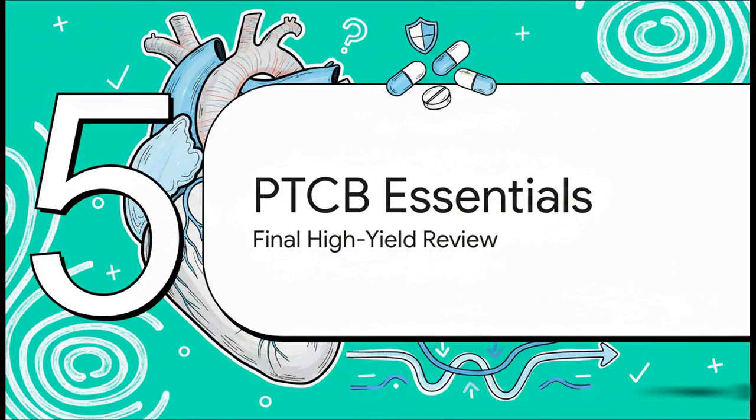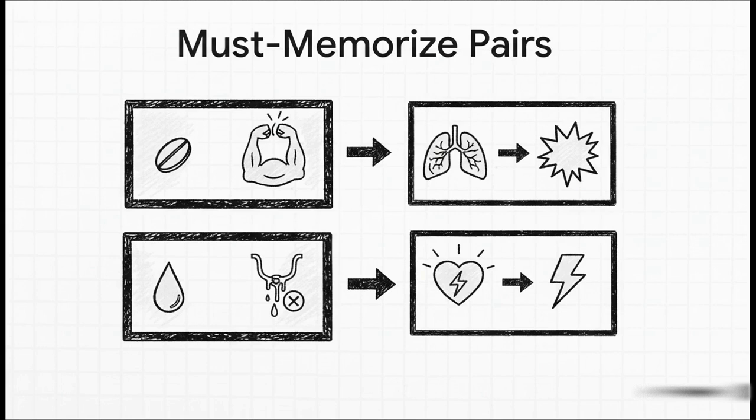Let's lock in these must-memorize pairs. Seriously, think of these like flashcards in your head. Statins, muscle pain, and rhabdomyolysis. ACE inhibitors, that classic dry cough. Antiplatelets, bleeding risk. Nitroglycerin, acute angina attack. If you remember nothing else from this section, please burn these 4 associations into your brain.